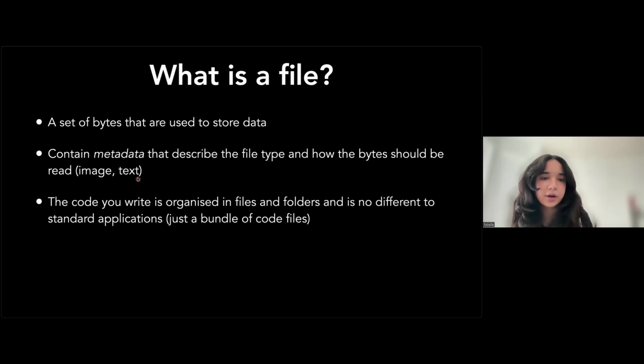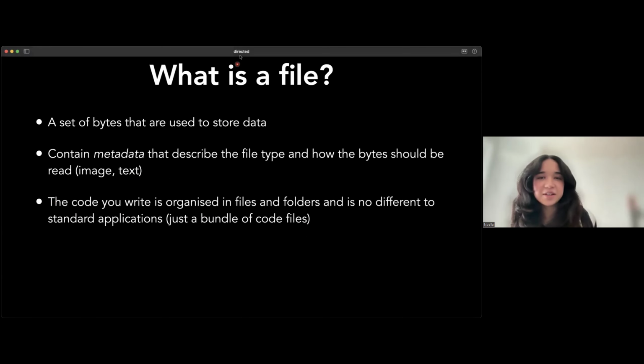And for text files, you'd have to take all that binary and turn it into letters and words and everything. The code that you write is also just organized in different files and folders. It is no different from standard applications, which are also just a bundle of code files. Zoom, which you're looking at right now, is also just files. I guess there's no magic, nothing really special. Everything is just files and binary.